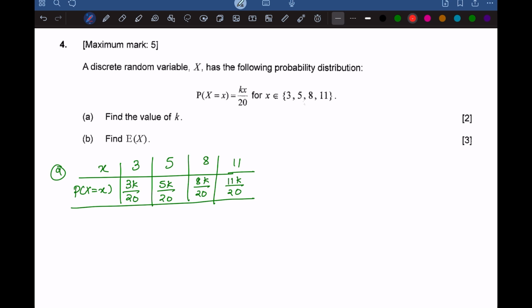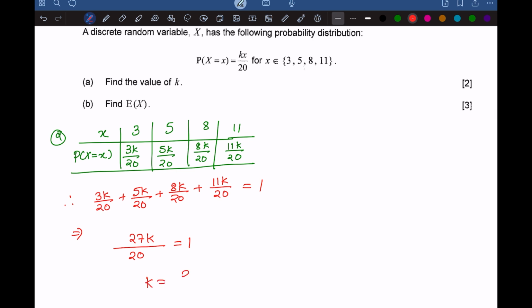Now, if I add up all the probabilities, this should sum up to 1. So 3k by 20 plus 5k by 20 plus 8k by 20 plus 11k over 20. This should be equal to 1. So if I combine the numerator, I'll get 5 plus 3 is 8, 8 plus 8 is 16, 16 plus 11 is 27. So 27k by 20 is 1. So k is equal to 20 over 27. That is the answer to part A.